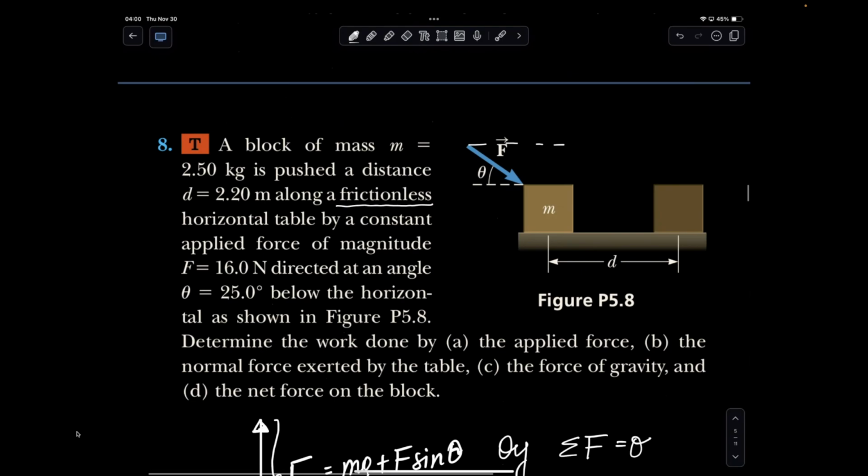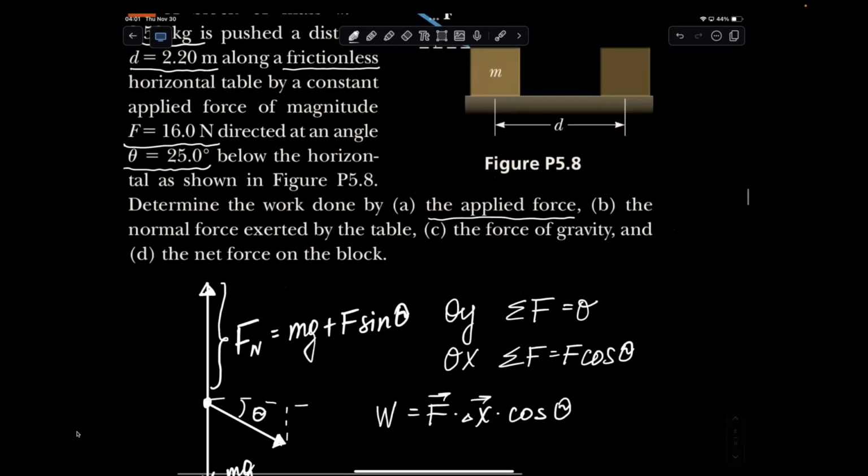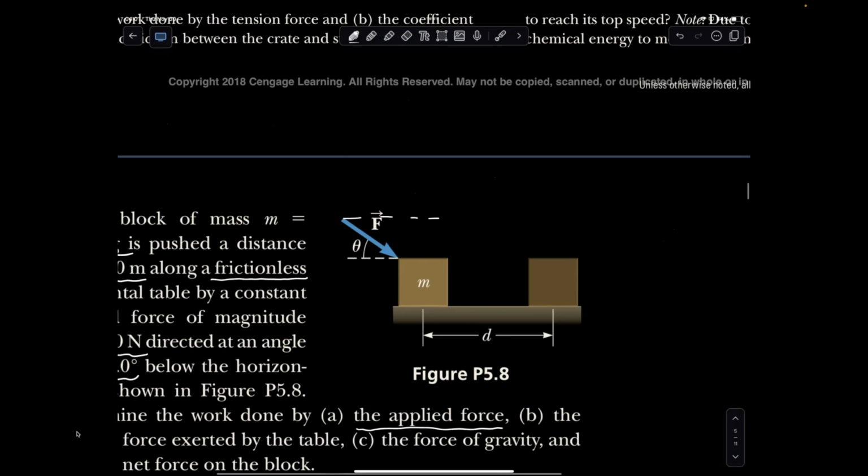So let's look, what do they want from us here? They give us the force, the angle, the distance and the mass, and this is about work. So determine the work done by the applied force. Since they're asking for work, we remember that the work formula is force, displacement, and the cosine of the angle between those two vectors. My force is into the ground, displacement is horizontal, so the angle between them is theta.